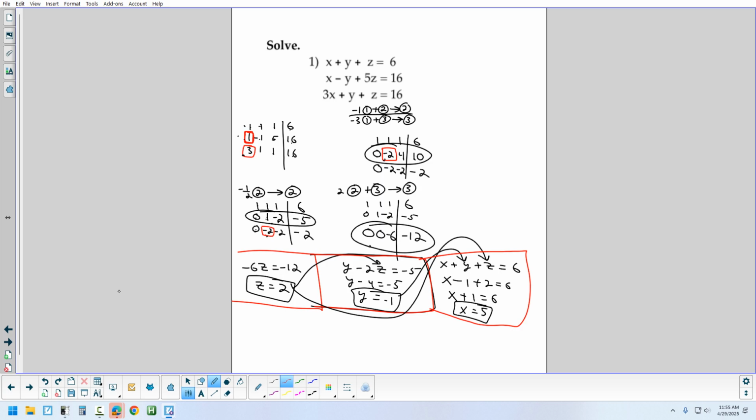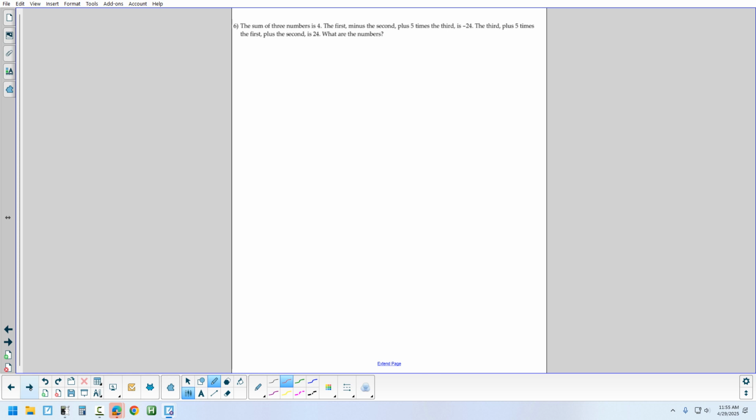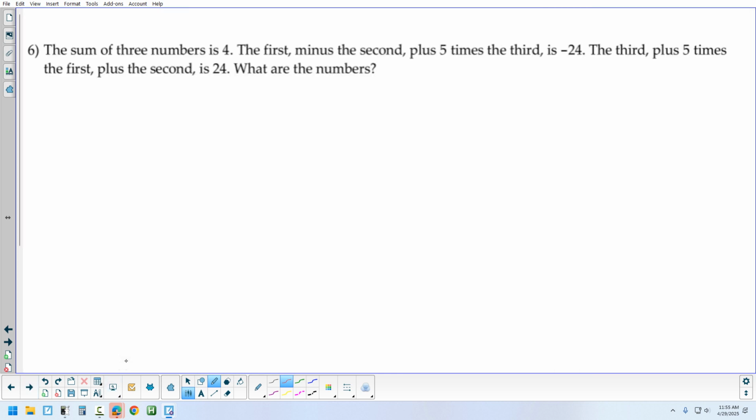Okay, any question on that one? Okay, so last one we're going to look at, we are not going to solve it. I just want to make sure we could set it up. You will have some kind of problem that gives you like 3 numbers like this. First thing you have to do is pick your letters. What should we use for our letters? X, Y, and Z. Yeah, let's use x, y, and z for the first, second, and third number.